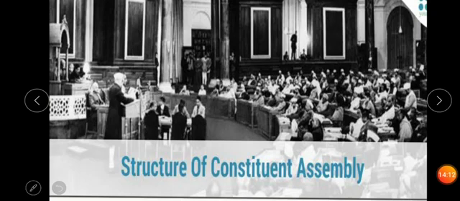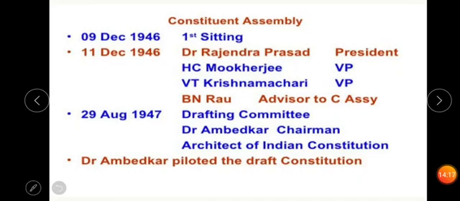There is the structure of the Constituent Assembly, which you can see here. Now we will brief the Constituent Assembly. The Constituent Assembly was dominated by the leaders of the freedom movement such as Dr. Rajendra Prasad, Dr. B.R. Ambedkar, Pandit Jawaharlal Nehru, Sardar Patel and Maulana Azad. Sarojini Naidu and Vijayalakshmi Pandit were the women members of the Constituent Assembly.